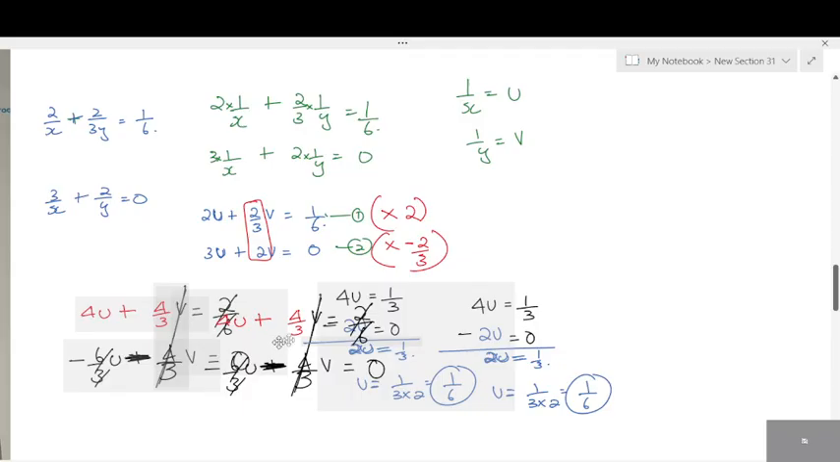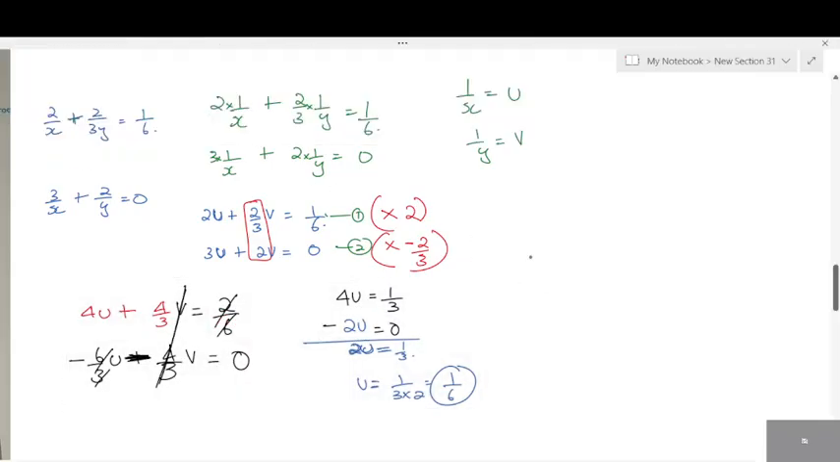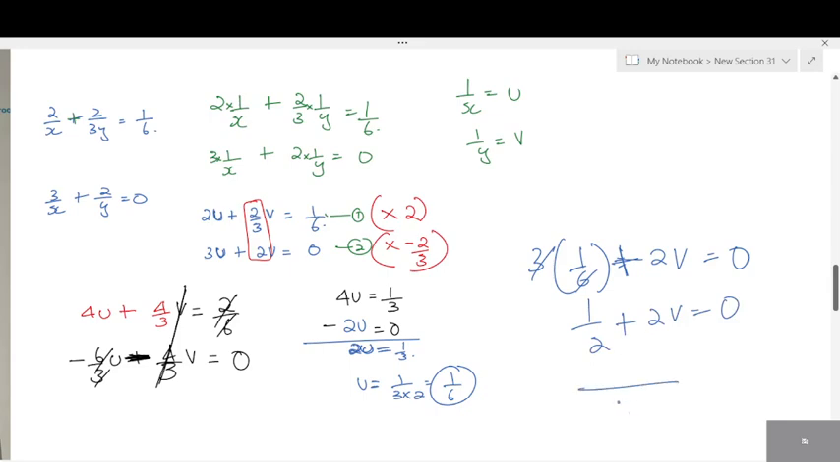What did you get? You choose anything, the answer will be correct. Let me take the second equation. 3 into 1 by 6 is equal to 2v plus 2v is equal to. Next. What's the next one? Right? Take the LCM. When you take the LCM, what do you get? 4v.